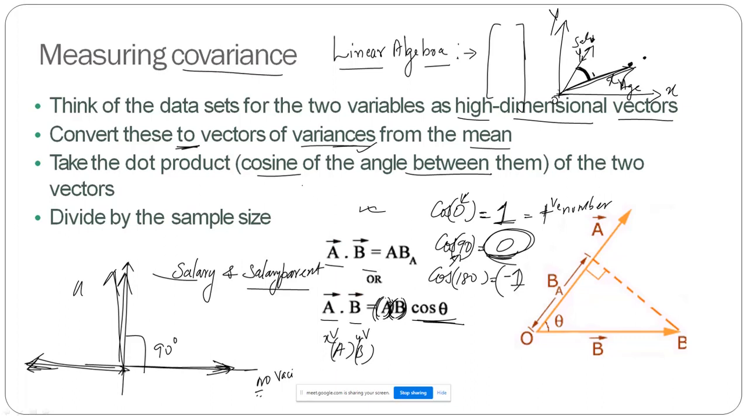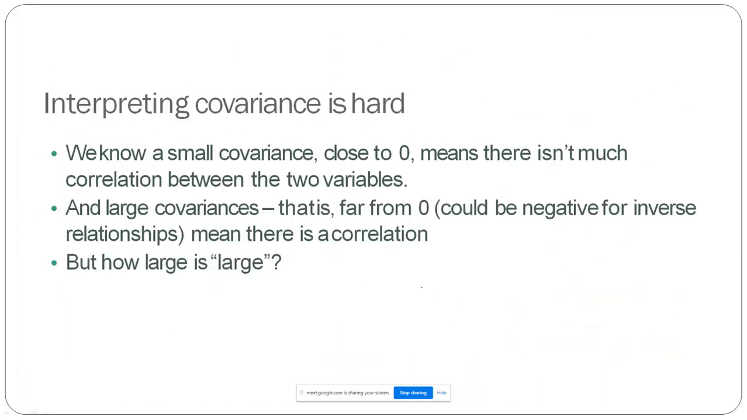I'll tell you how correlation comes out of it. We took the variance from the mean of A, took the variance from the mean of B, and did a dot product, which is nothing but the product into the cos of the angle these two are making. Then of course divide by the sample size, and you get the covariance value. So how do you interpret covariance? A small covariance close to zero means there isn't much correlation between the two variables. A large covariance that is far from zero, could be negative or inverse relationship, means there is a correlation.